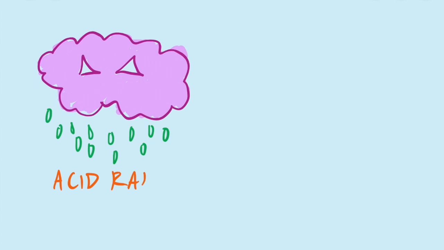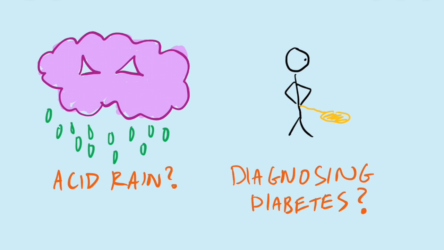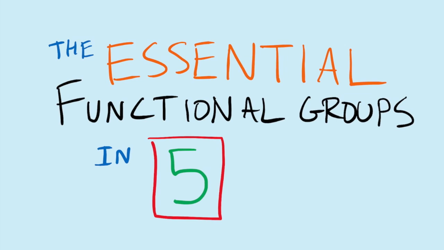What causes acid rain, and how do we diagnose diabetes from urine? My name is Ben from O-Chem Condensed, and in this video we will be reviewing the essential functional groups in 5 minutes that shape the world around us. Let's go.